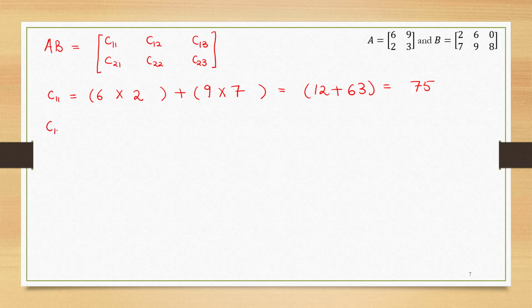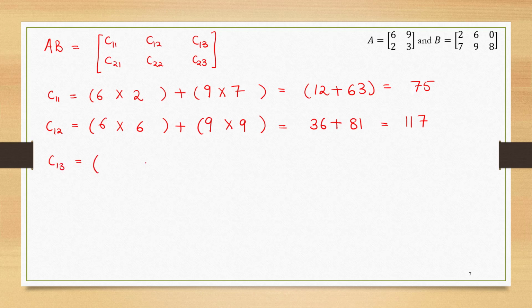Now let's calculate the C12 entry. Similarly, we will put 2 brackets. The first entries of the brackets will come from the first row of A, that is 6 and 9. And the other entries will come from the second column of B, 6, 9. So 6 into 6 plus 9 into 9. That is 36 plus 81, 117.